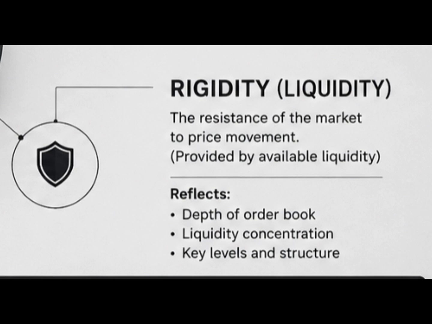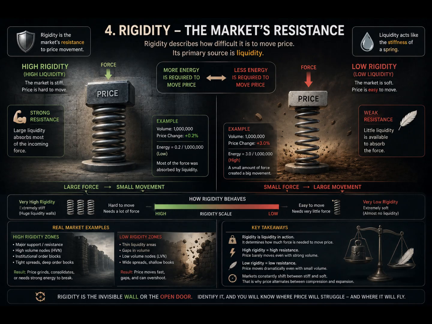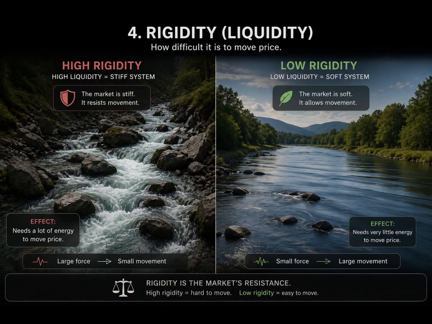4. Rigidity. Rigidity describes how difficult it is to move price. Its primary source is liquidity. Imagine compressing a spring. A stiff spring requires significant force. A soft spring requires very little. Markets behave similarly. Sometimes enormous energy produces only a small price movement. Other times, a small amount of energy produces an explosive move.